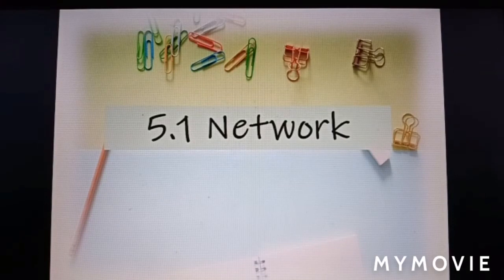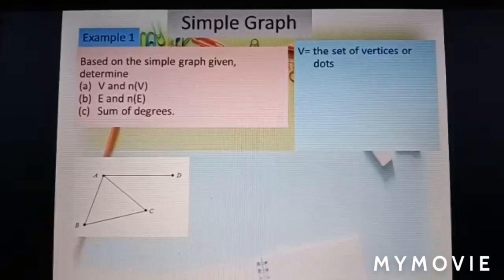Network in graph theory is a new topic in KSSM syllabus. What is network? A network is a part of a graph with vertices and edges having their own characteristics. A simple graph has no loops and multiple edges. Before we discuss example 1, we need to know some important terms.